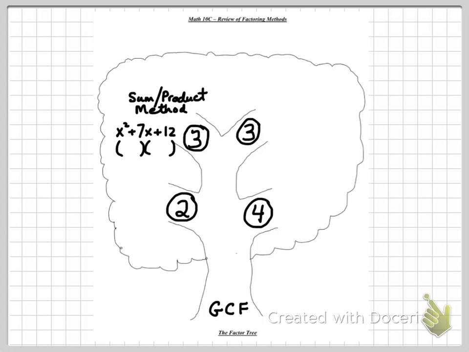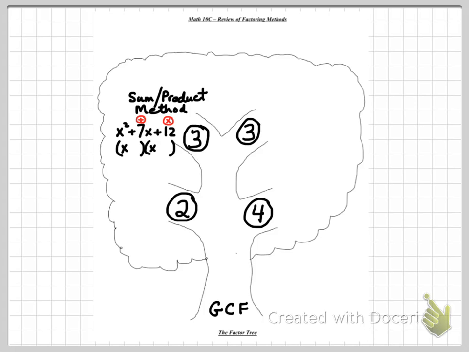Now when we do this, the first term in each of those 2 binomial brackets is going to be a factor of the first term in our trinomial. Notice it says x squared. Well, the only way to get x squared is if we multiply x times x. Next, we look for 2 numbers that multiply together to give me 12, and those same 2 numbers add up to give me positive 7.